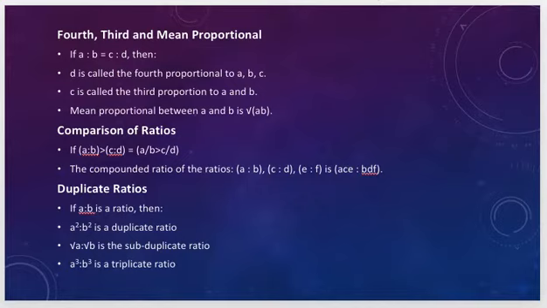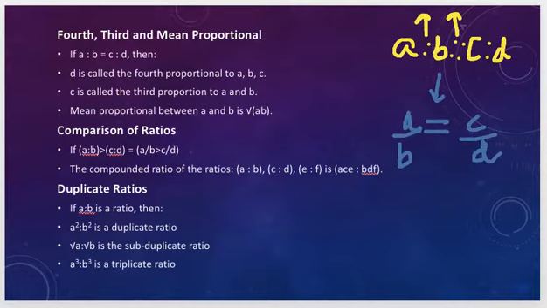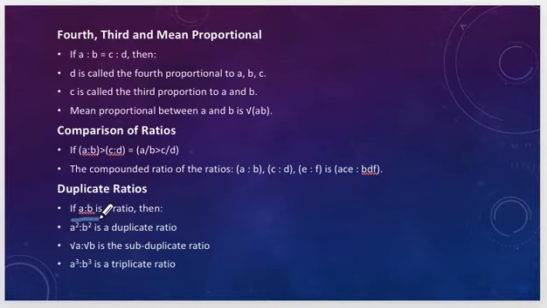And if you're going to compare ratios, then simply comparison means that one ratio is greater than the other and one ratio is lesser than the other. So you can simply put a slash and you can represent. Now there are certain duplicate ratios. Now if you have A is to B as a ratio, there is a duplicate ratio, there is a subduplicate ratio, and there is a triplicate ratio.